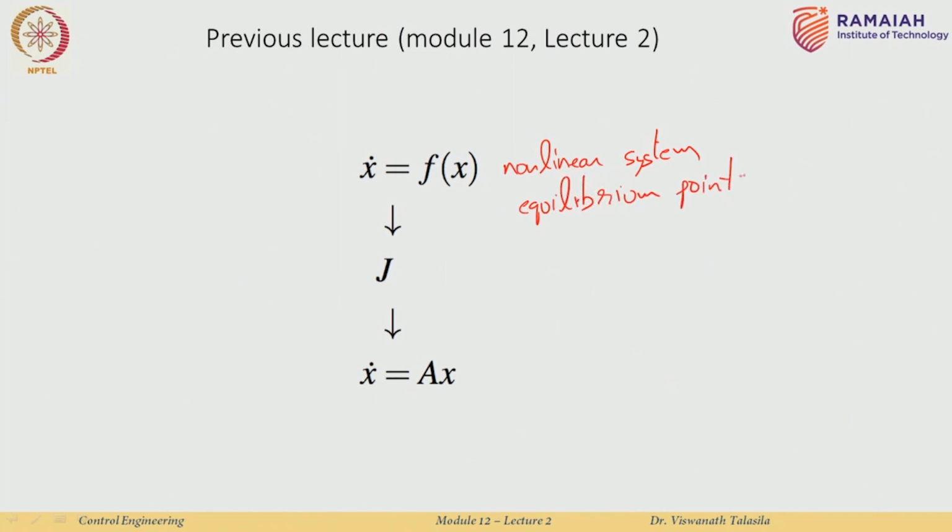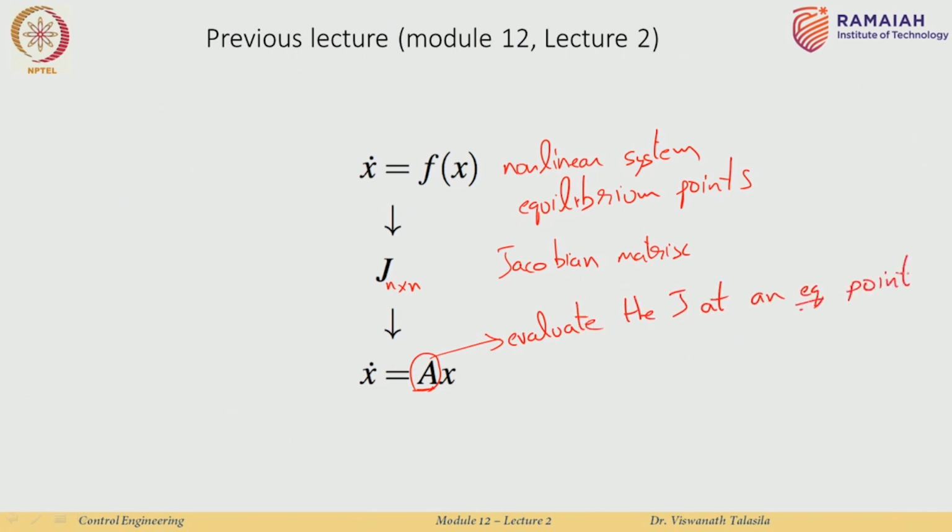and we computed the Jacobian, which is where you consider all the first derivatives of the Taylor series, and in general it is an n cross n matrix depending on the number of states that you have. So you compute the Jacobian matrix, and then in order to compute the A matrix, you basically evaluate the Jacobian at an equilibrium point. So this is the basic theory which we saw in the previous class.